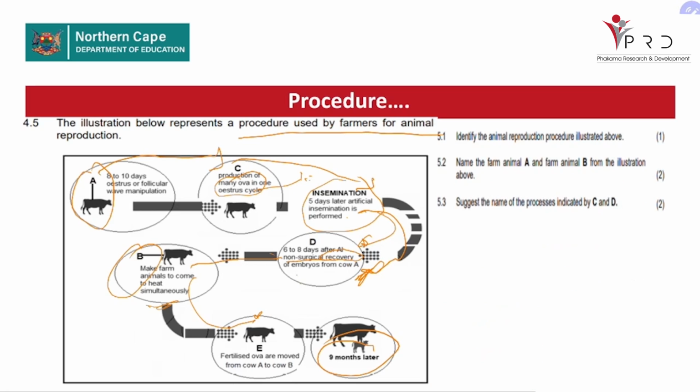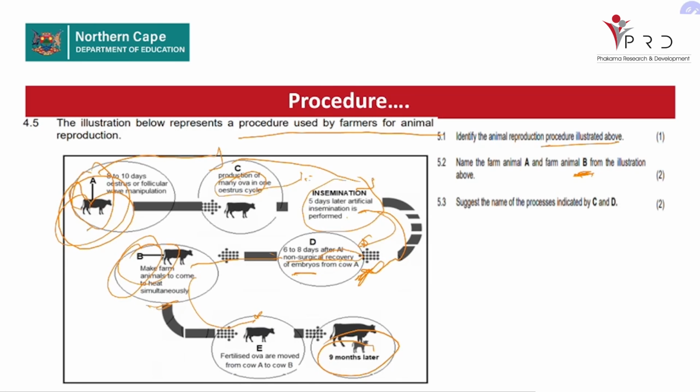So here are the questions. Identify the animal reproduction process illustrated above, or what is this procedure? This procedure has to do with the recovery of embryos. Therefore, it will be embryo transfer. Name farm animal A and farm animal B. What is this farm animal A and what is this farm animal B? Farm animal A is the donor and farm animal B is the recipient.